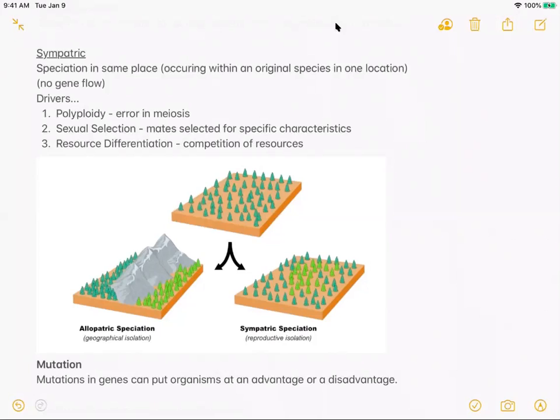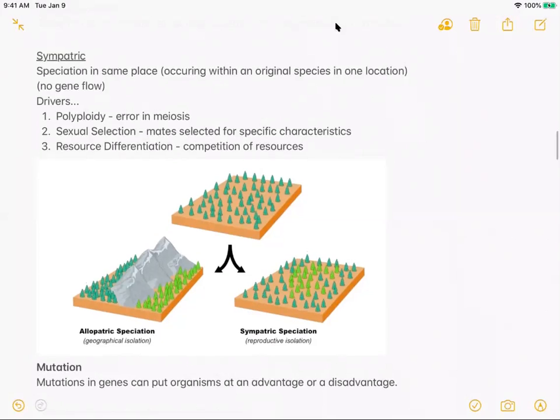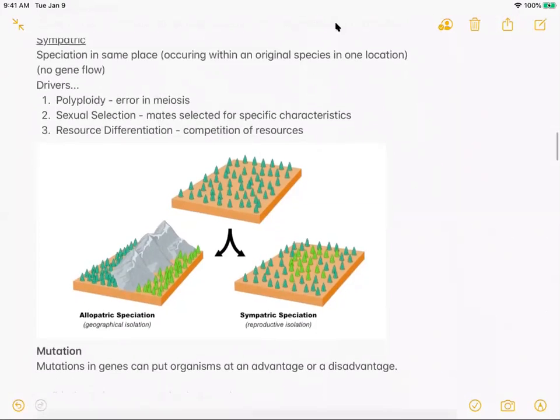And then resource differentiation. So this is a competition of resources. So let's say that one resource is really abundant, that species may come about. There will be a lot more of that species than the species that is affected that has little resources. So those are drivers of sympatric speciation. I would definitely know those for the exam.